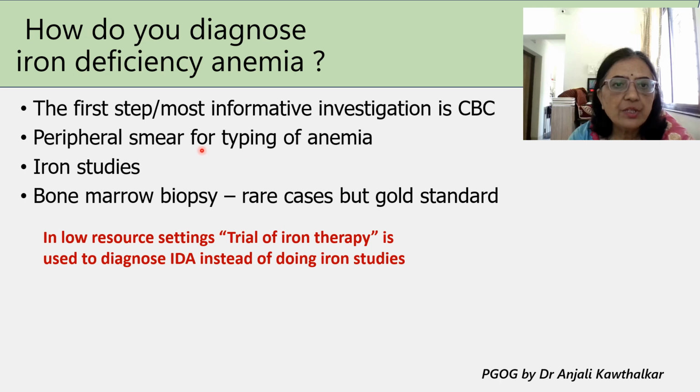How do you diagnose iron deficiency anemia? The first step or most informative investigation is a complete blood count, or even if you are asked which is the investigation of choice in a suspected case of anemia, your answer should be CBC. Peripheral smear for typing of anemia should also be done. Iron studies are done in selected cases, and bone marrow biopsy or bone marrow analysis is required in rare cases, but it is gold standard. In low resource settings, trial of iron therapy is used to diagnose iron deficiency anemia instead of doing iron studies.